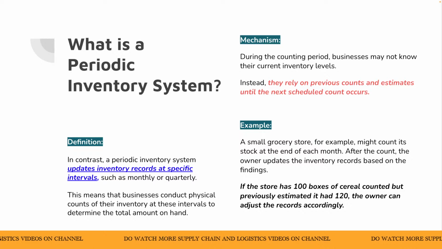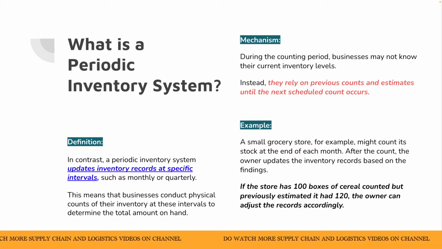So what's the mechanism? During the counting period, the business may not know what their current inventory levels are. Let's say you start your day with 100 in inventory at the back, and you are supposed to receive some material today as well. Suddenly you get too many customers, and because you are not keeping records of how much you have sold and received, you will not be able to commit the quantity you can serve to the customer, because you do not have any idea about it.